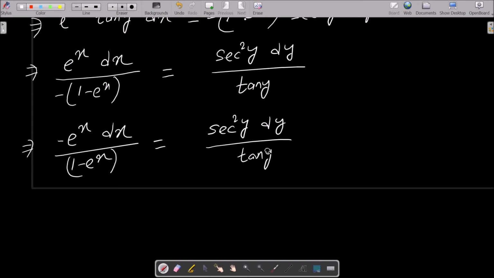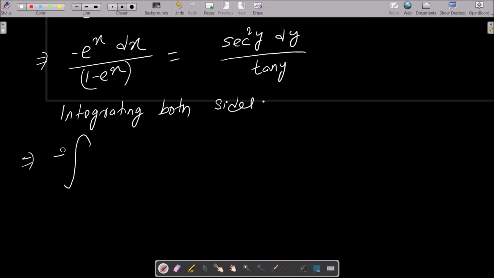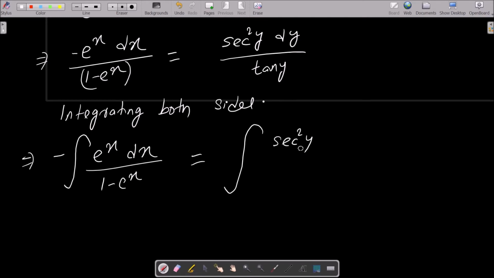After doing this, let's include the integration on both sides. So here, integrating both sides. There we can write minus the integral of e^x dx divided by (1 − e^x), and then also the integral of sec² y dy divided by tan y.